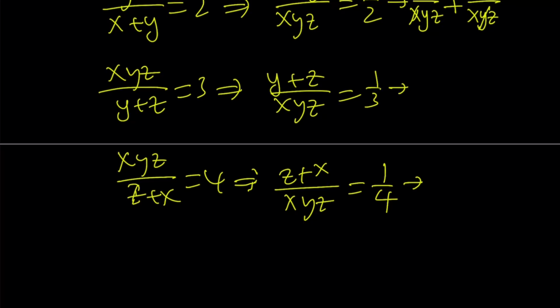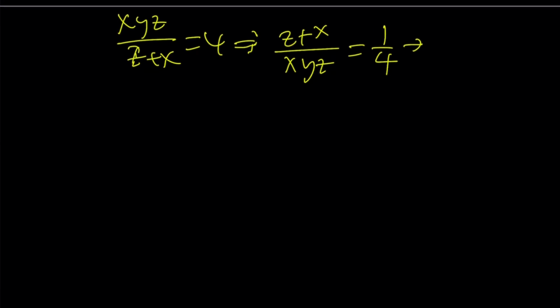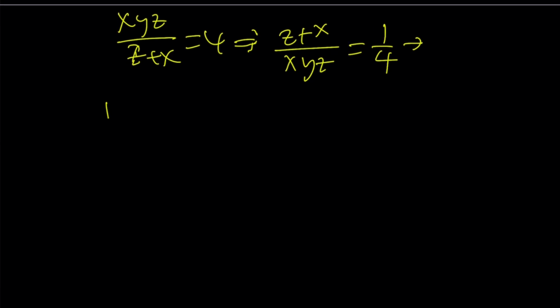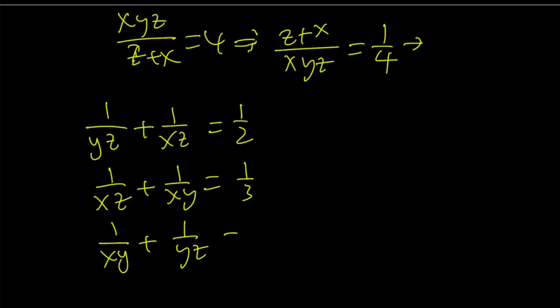You get 1 over yz plus 1 over xz. So here's what this is going to turn into. We get 1 over yz plus 1 over xz equals 1/2 from the first separation. The second one gives us 1 over xz plus 1 over xy equals 1/3. And the third one gives us 1 over xy plus 1 over yz equals 1/4.